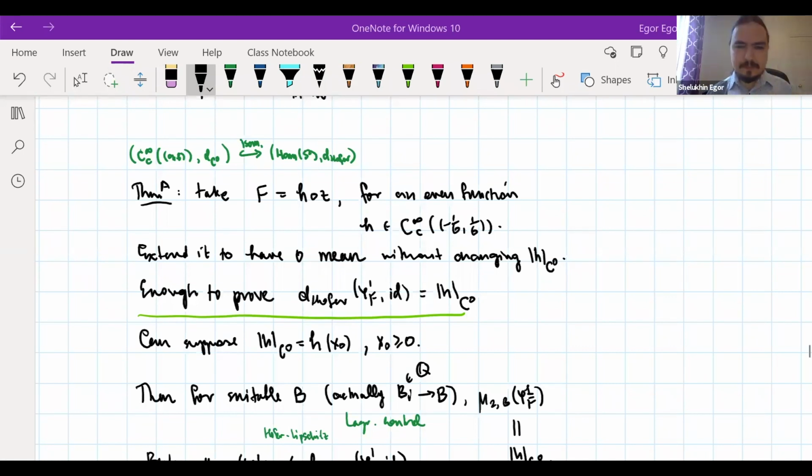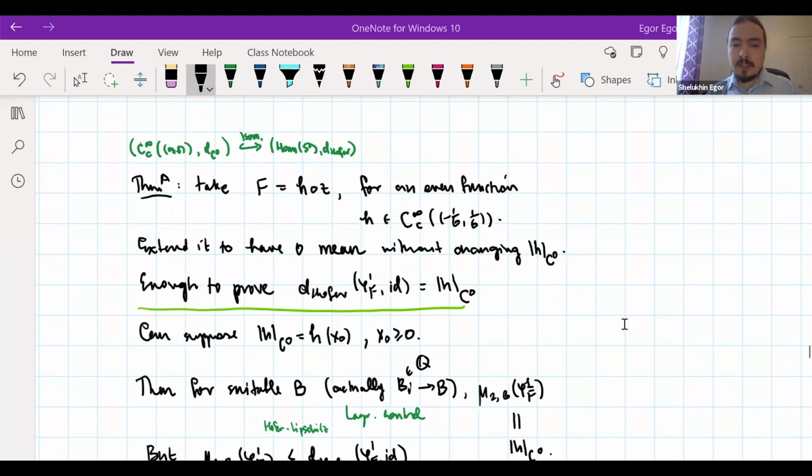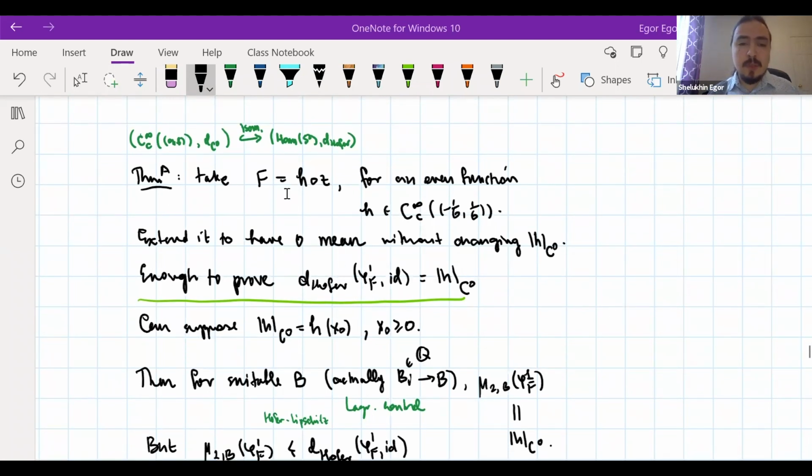Then we can always extend it to have zero mean without changing the C0 norm, because we can, for example, just reflect it in a certain way. And so it is enough to prove that the Hofer distance between the diffeomorphism phi1f and the identity is the C0 norm of H. This is just the bi-invariance property of the Hofer metric, and the obvious bi-invariance property of the C0 norm.